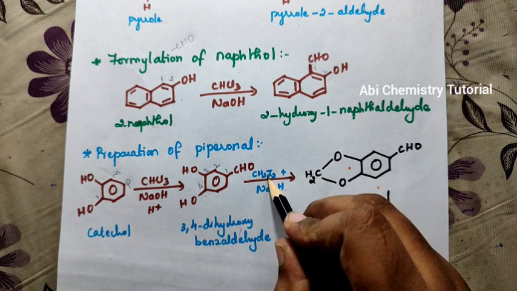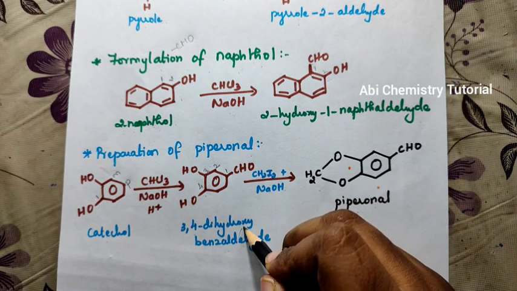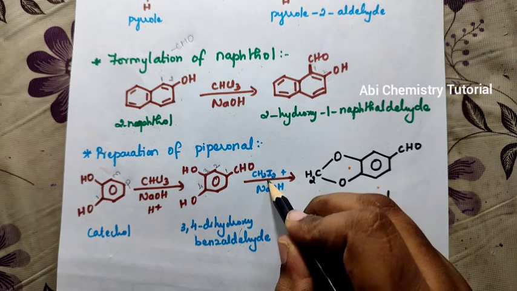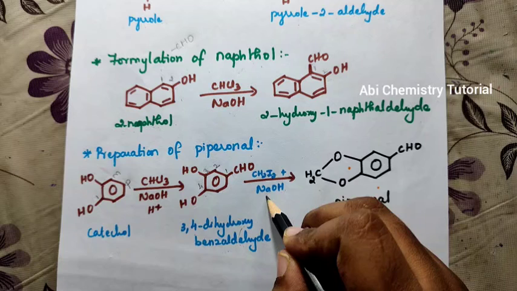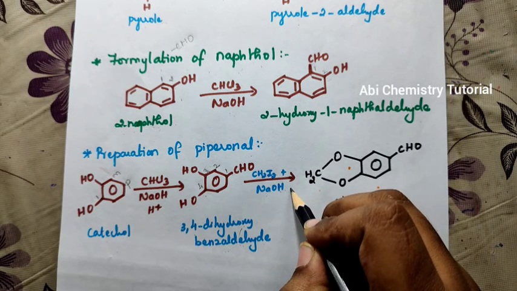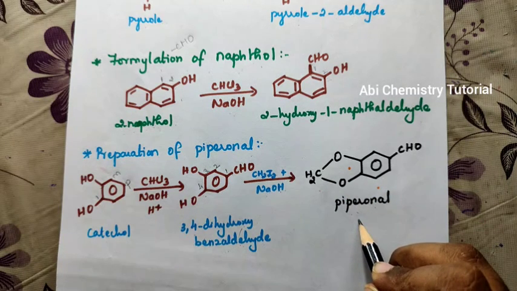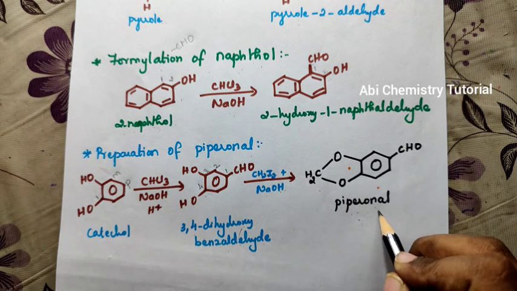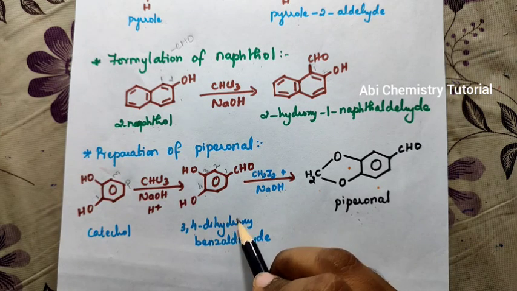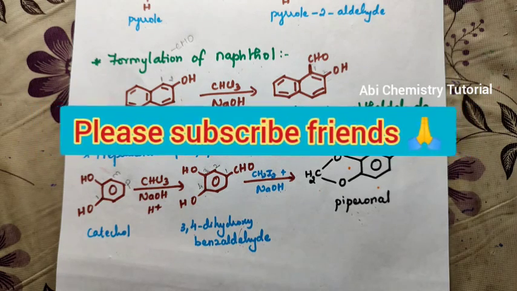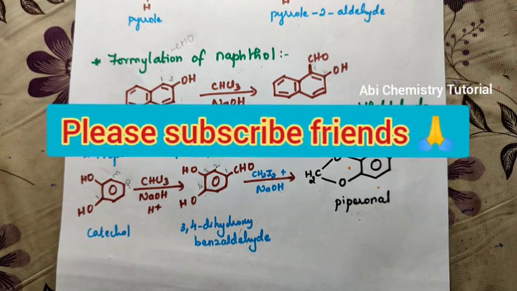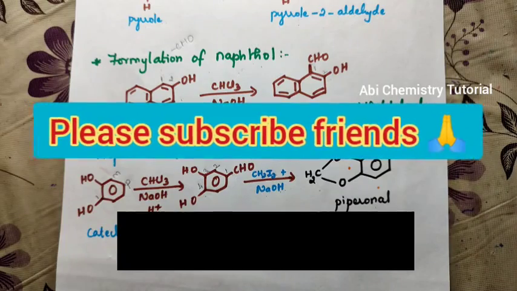So now we are treating this 3,4-dihydroxybenzaldehyde with CH2I2, diiodomethane, with sodium hydroxide base. We get piperonal. So for the preparation of piperonal, Reimer Tiemann's reaction forms the basis. So this is all about Reimer Tiemann's reaction, and I hope the video is useful for you and you have learned the Reimer Tiemann reaction clearly.